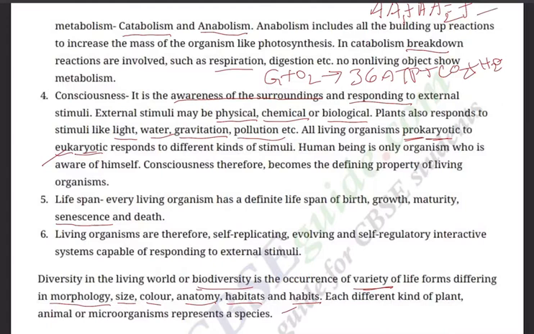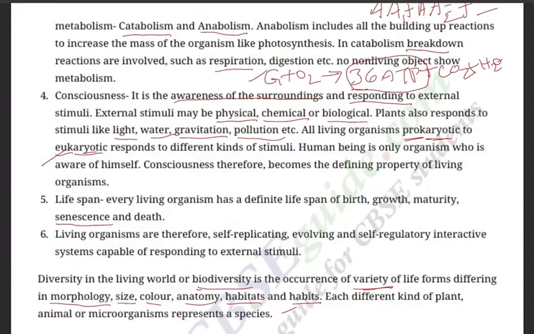So AA1 plus AA2 giving rise to protein. Similarly, we can say glucose gets oxidized to produce 36 ATP molecules. Look at this energy involvement. Hence, metabolism is a great character of a living organism. And whatever energy is released during the process of both catabolism and anabolism will be utilized for day-to-day activities.